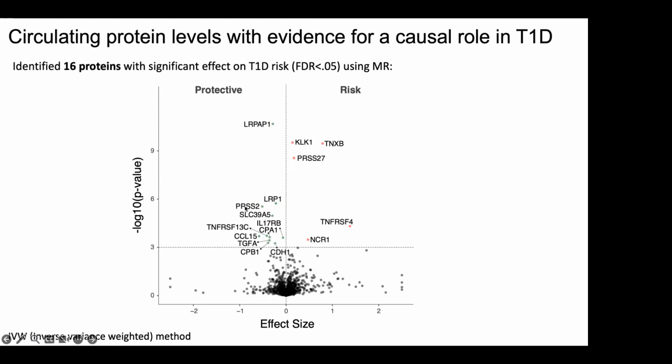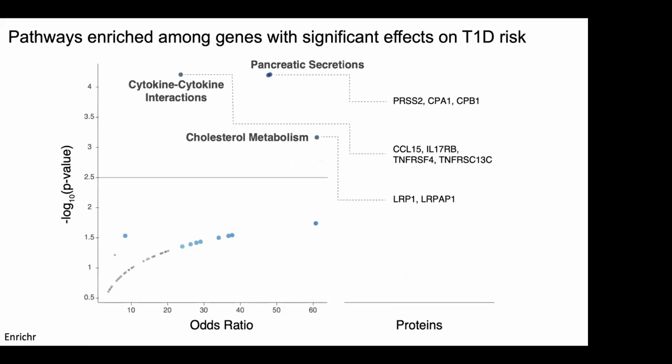Some of these may look familiar to you. There are some cytokine signaling molecules here, but then there are also some acinar proteins, digestive enzymes produced by acinar cells, such as PRSS2, which is trypsin, as well as some additional pancreatic enzymes. That suggested to us that perhaps increased levels of pancreatic enzymes, at least in circulating blood, are protective against the development of type 1 diabetes.